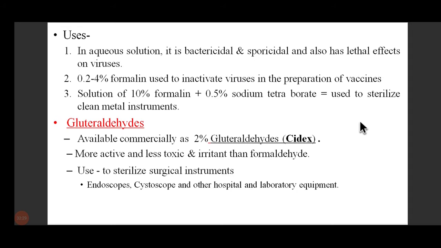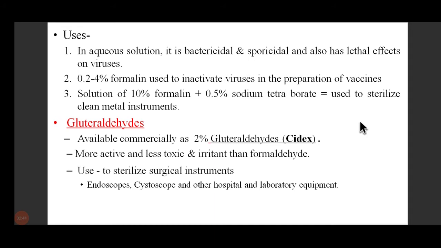Basically, the preparation of killed vaccines, in which we are killing the particular virus, can be done with the help of formalin. We can also use a solution of 10% formalin and 0.5% sodium tetraborate to sterilize clean metal instruments.